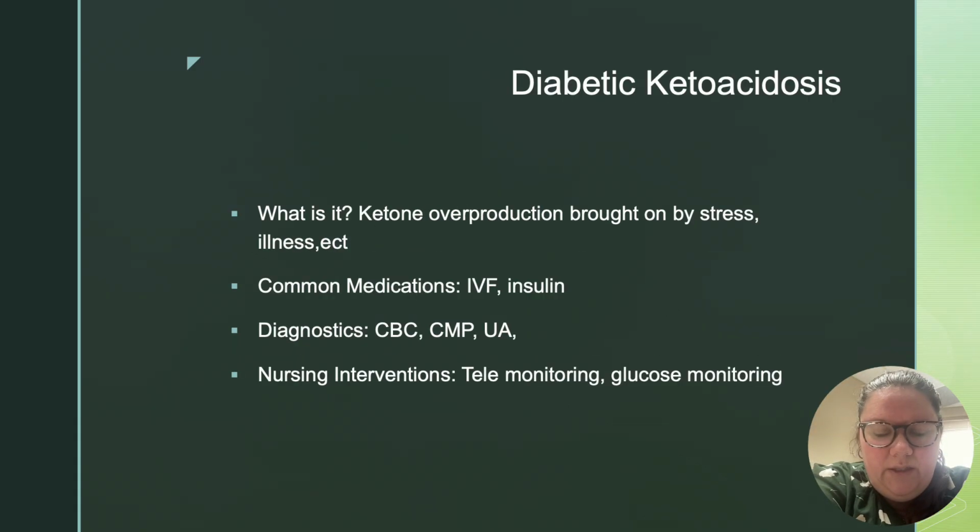Diabetic ketoacidosis. This is a ketone overproduction brought on a lot of times by illness or stress. So we see that the blood sugar ends up being extremely high. So your patients with diabetes can have this, more common in type 1 diabetes. HHS is more common in type 2 diabetes, but your patients still can have diabetic ketoacidosis.